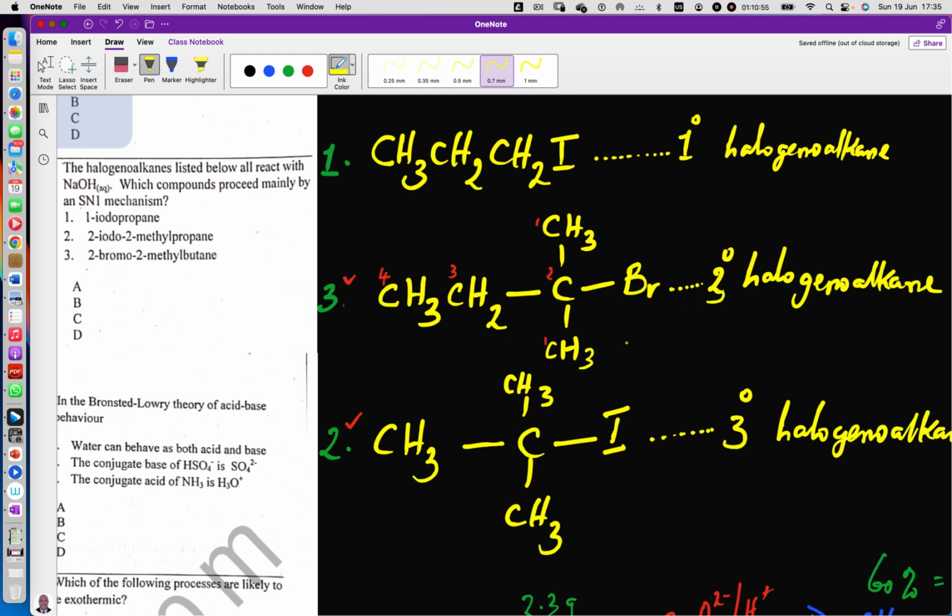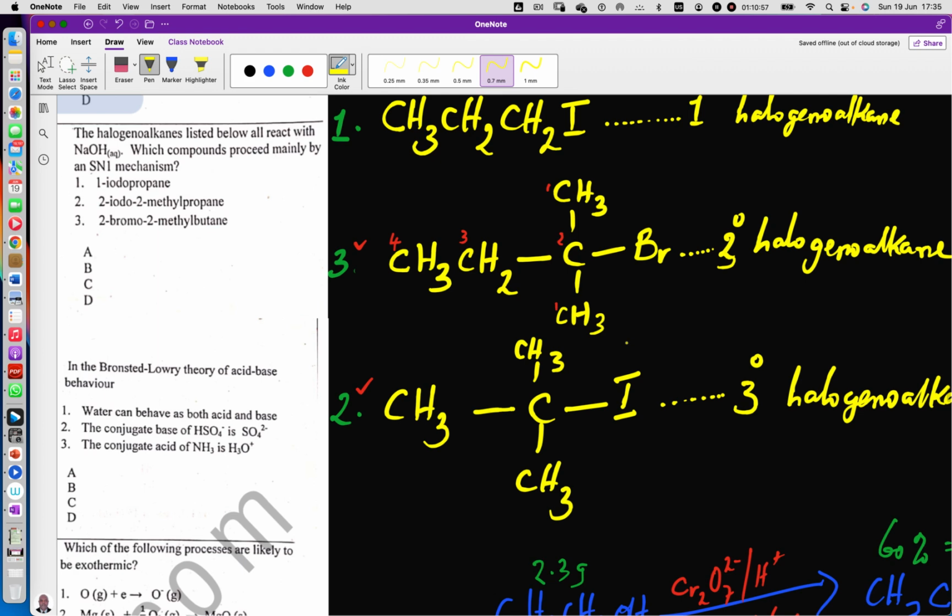Now let's go to that one. The other one is 2-iodo-2-methylpropane. Yes, we want to number it just the same way, following the IUPAC system of nomenclature. We have 1, we have 2, we have 3. That is number 2. That is 2-iodo-2-methylpropane.